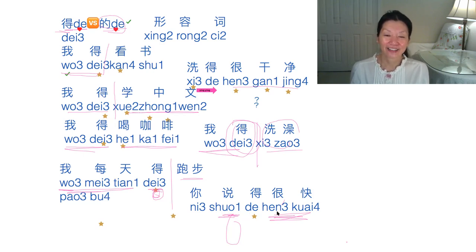说得太快了. 你说得很快. And also you can say 你说得太快了. Why do I say this here? Because we want to practice how to use the 的 after a verb plus an adjective. In Chinese we say 形容词, adjective. Verb, adjective. But here we need to add the 的.